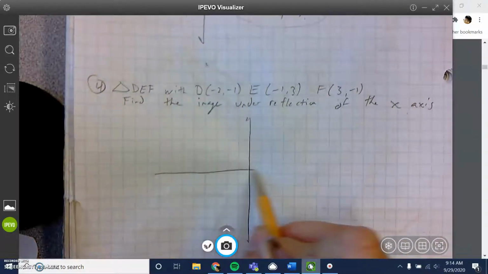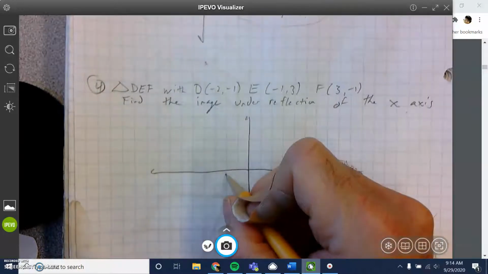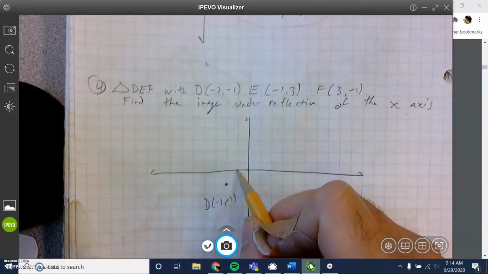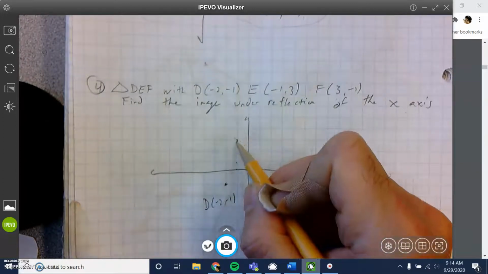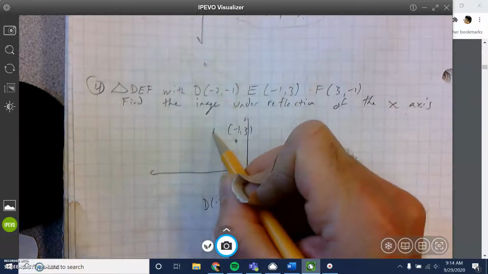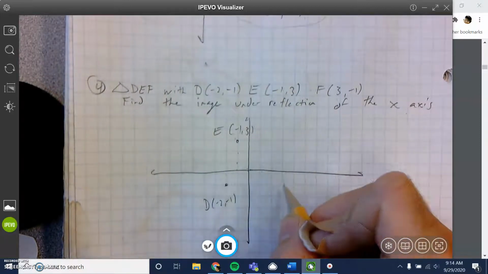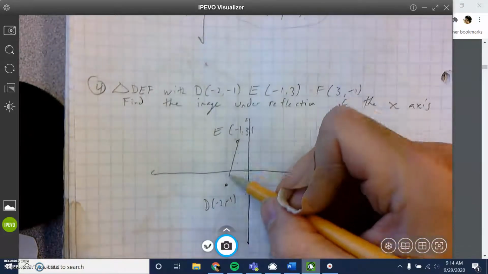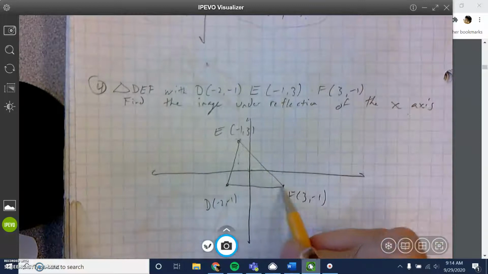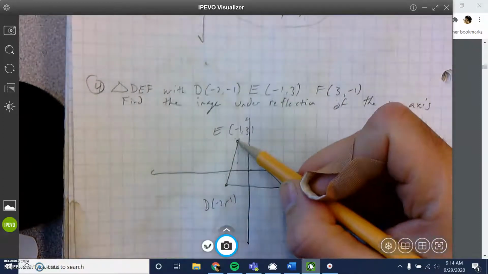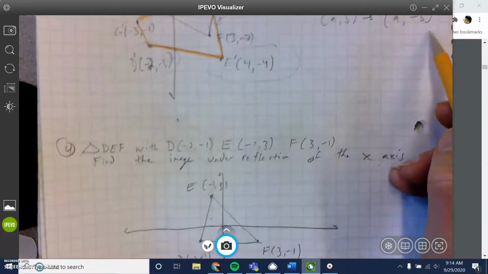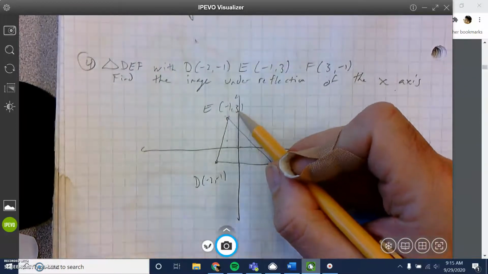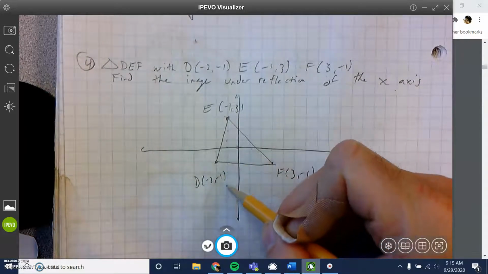First thing we have to do, we got to graph. So D is -2, -1. And we have E is -1, 3, 1, 2, 3. And F is 1, 2, 3, -1. Here's your triangle. It's like this. Okay. So now E, you just have to change the sign of the Y. So I know it's -1, -3. 1, 2, 3.